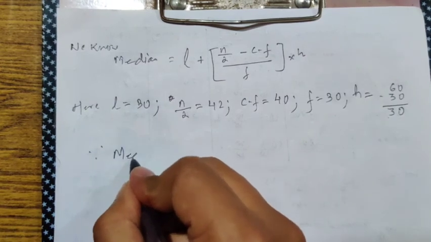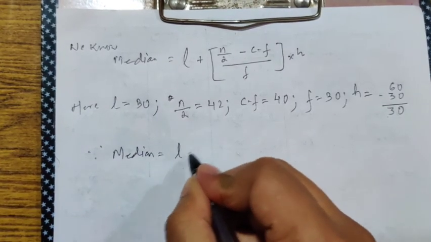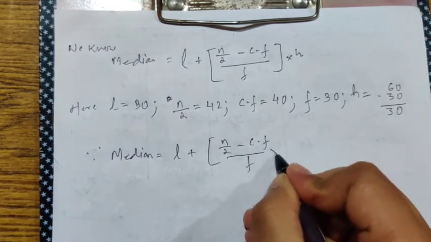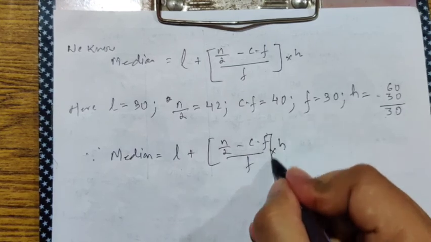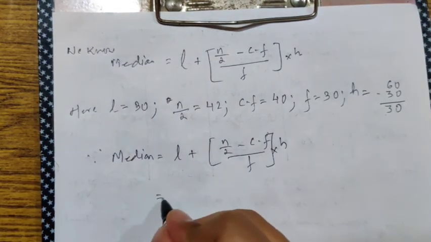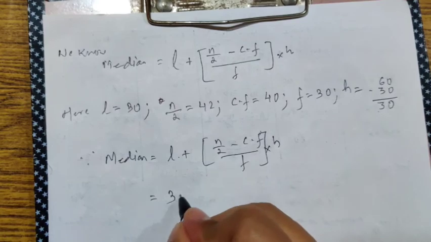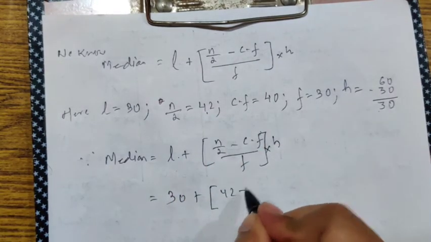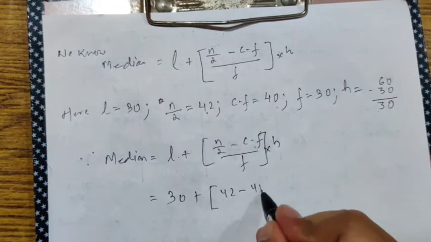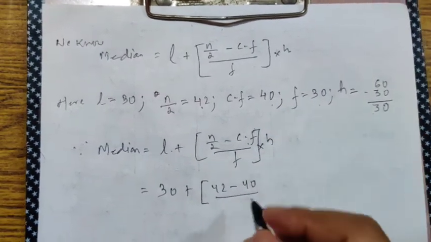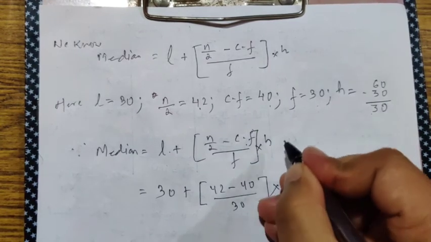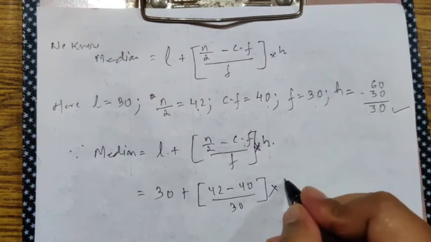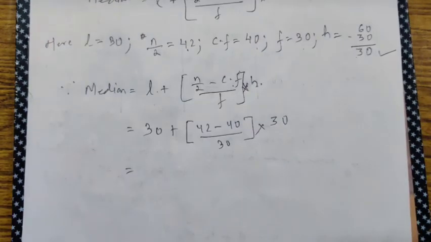Since again, median equals L plus n by 2 minus CF by F into H. Oh sorry, into H. Okay, let's put down the values. What's our value of L? 30 plus, what's the value of n by 2? n by 2 is 42. What's my value of CF? 40. What's my value of F? 30. What is my value of H? Into H. Write it properly. Into H. What's my value of H? 30. Okay, people, I hope everyone can see. Yes.